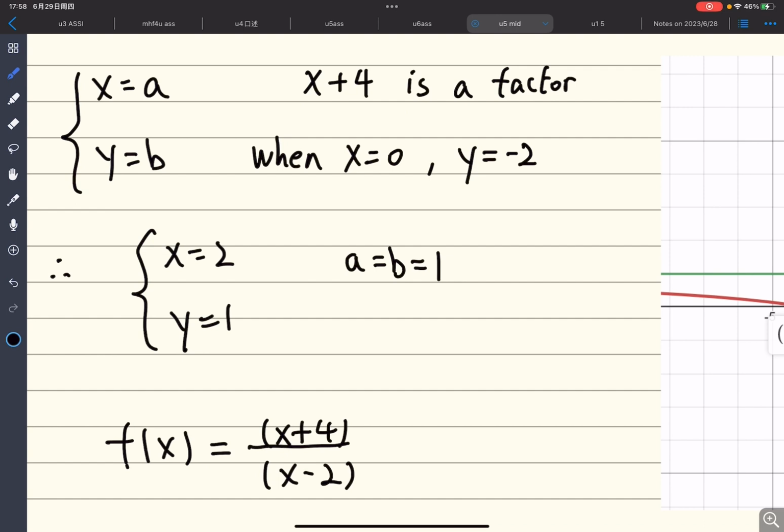Therefore, a rational function that satisfies all these conditions is f(x), like this. This function has an x-intercept of -4, a y-intercept of -2, a vertical asymptote at x equals 2, and a horizontal asymptote at y equals 1. And I graph this equation that I wrote.